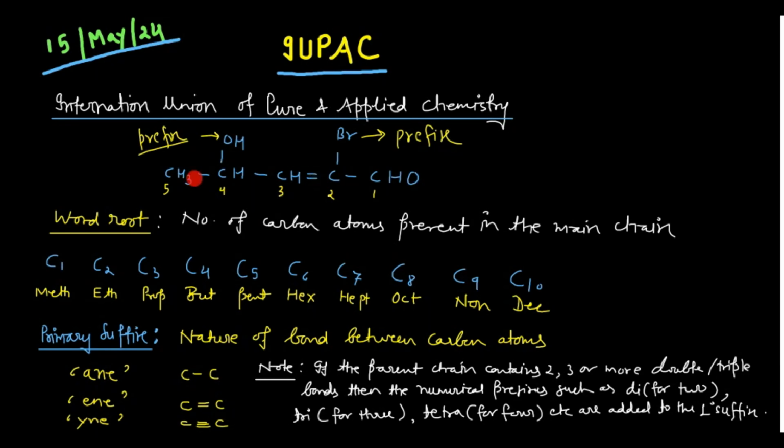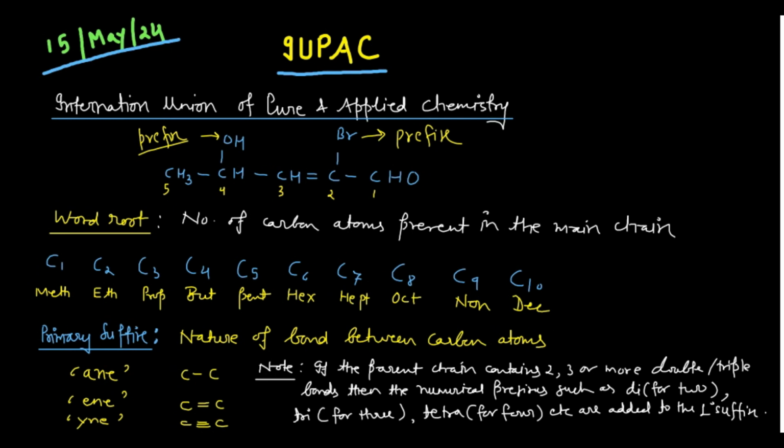See, a single bond will always be there in your compound, right? But apart from this single bond, your compound may have a double bond or a triple bond. Since carbon has a valency of 4 only, it cannot have more than 3 bonds between two atoms. Please remember, beginners, it is very, very important for you. So primary suffix means the nature of the bond between the carbon atoms, and here the nature is the double bond present between carbon 2 and carbon 3.